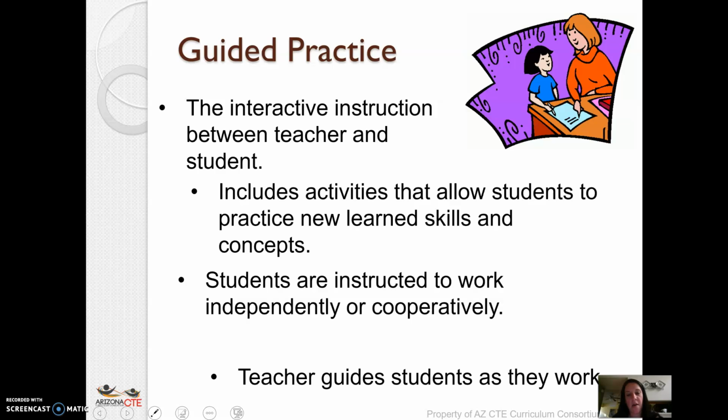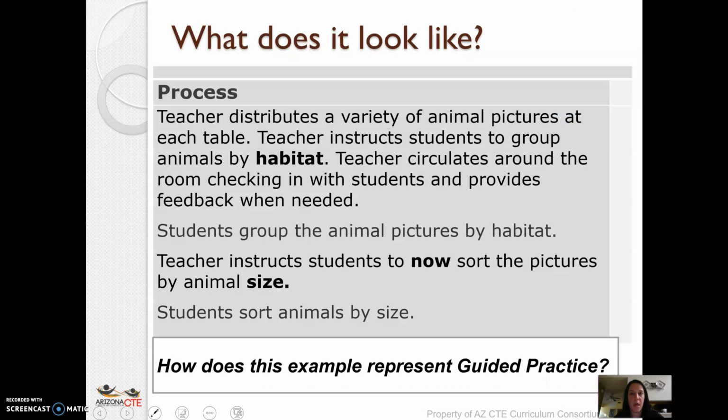So you need to have that step in between from the direct instruction to the independent practice where they get to practice the skills with somebody else and with you there to help guide them as they work. Okay, so read this process and then on Edpuzzle, explain how this is an example of guided practice.